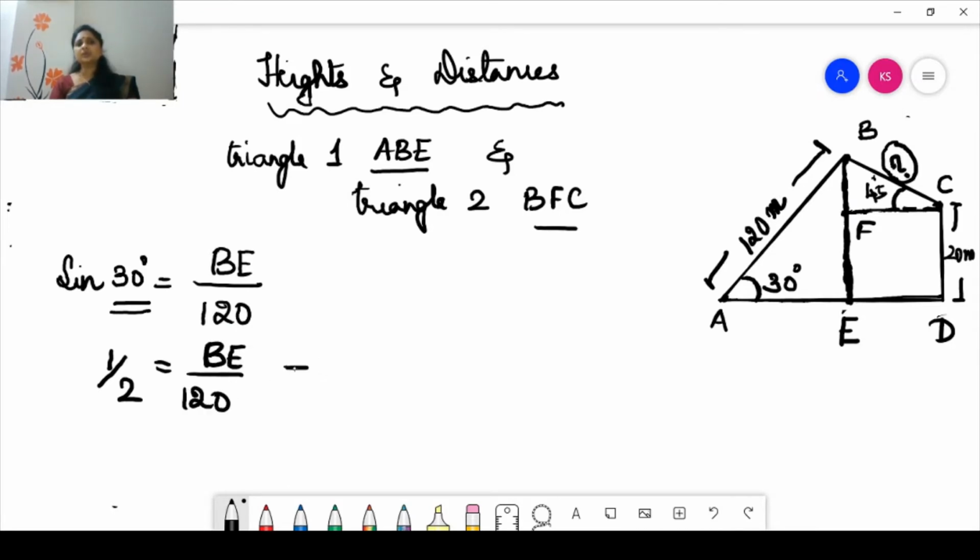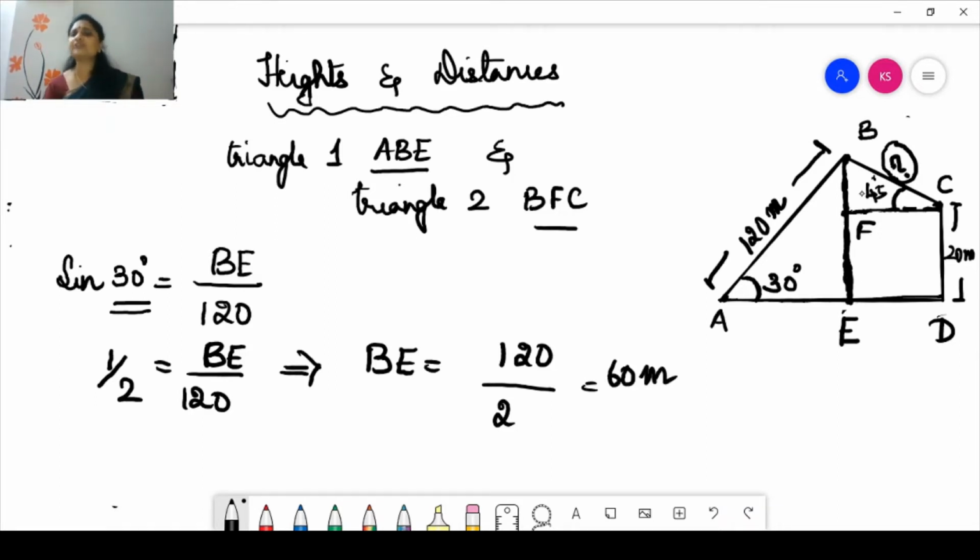So now from this you will be able to find BE. We are taking this 120 to the other side. 120 getting multiplied here goes as half into 120. That's 120 by 2. That's nothing but 60 meters. So we have found out BE.